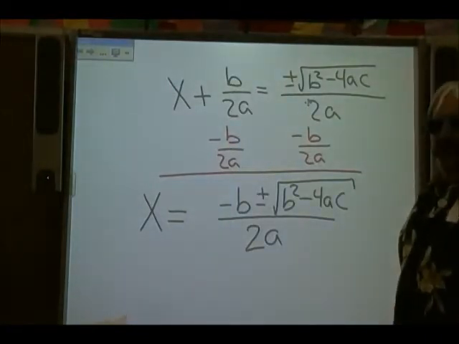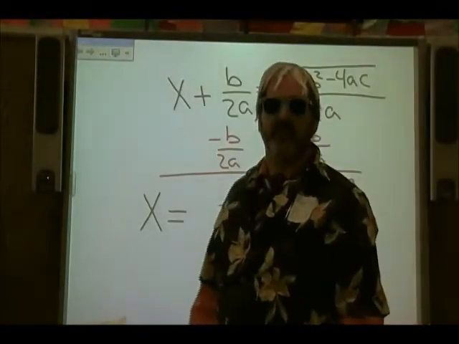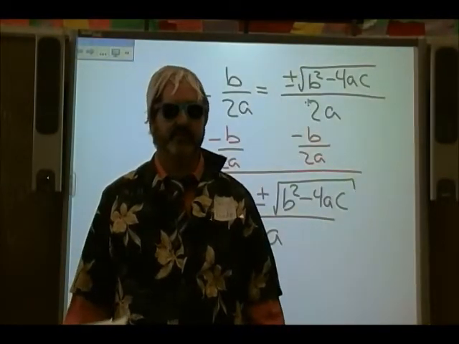That is the quadratic formula, and you can use it to solve for any quadratic equation.